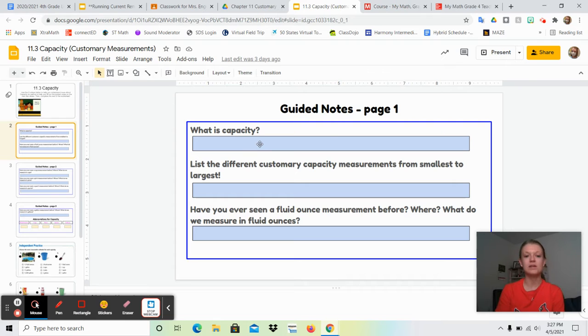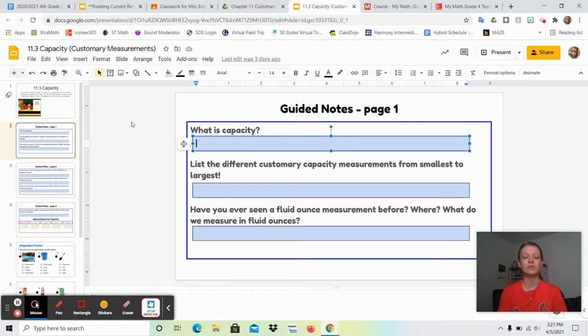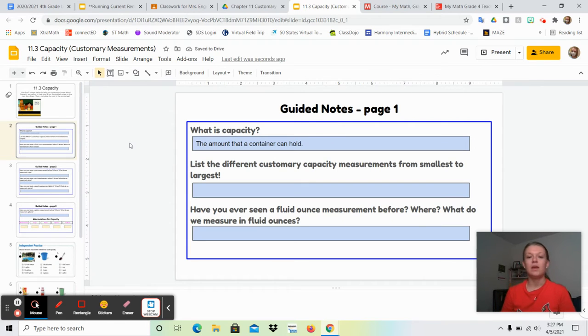What is capacity? Again, this is all dealing with customary units, so the measurement system that's used in the United States. But what is capacity? Have you ever heard of that word before? Capacity is the amount that a container can hold. Okay, and a lot of times it's in reference to fluid amounts.